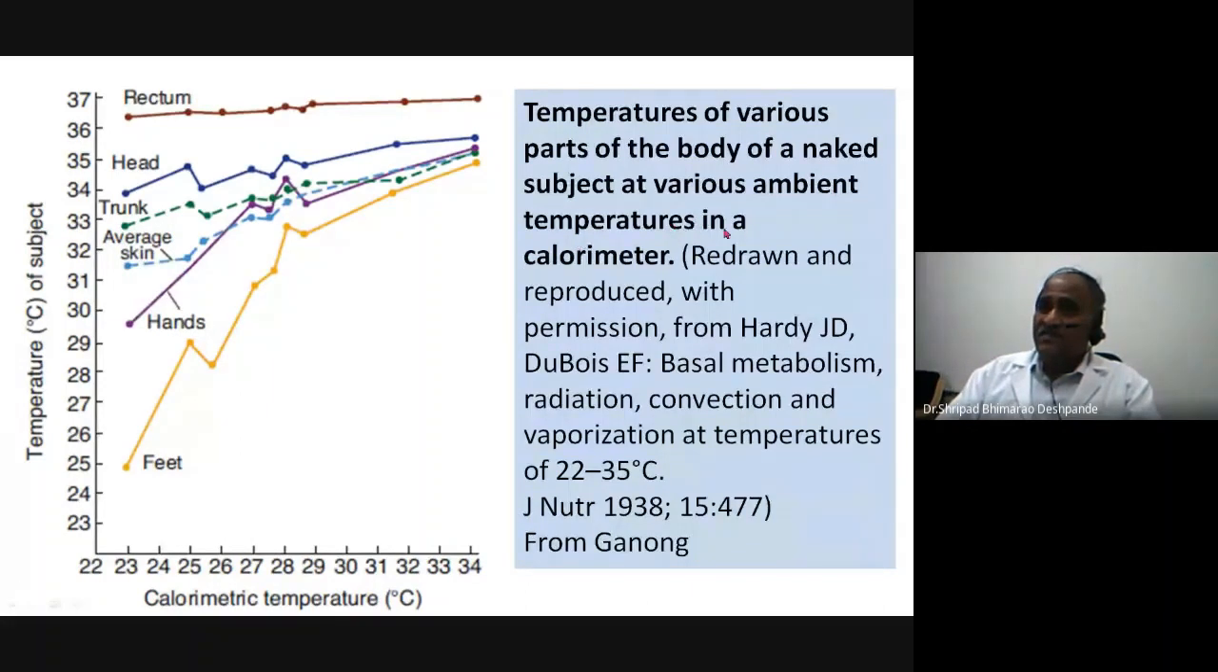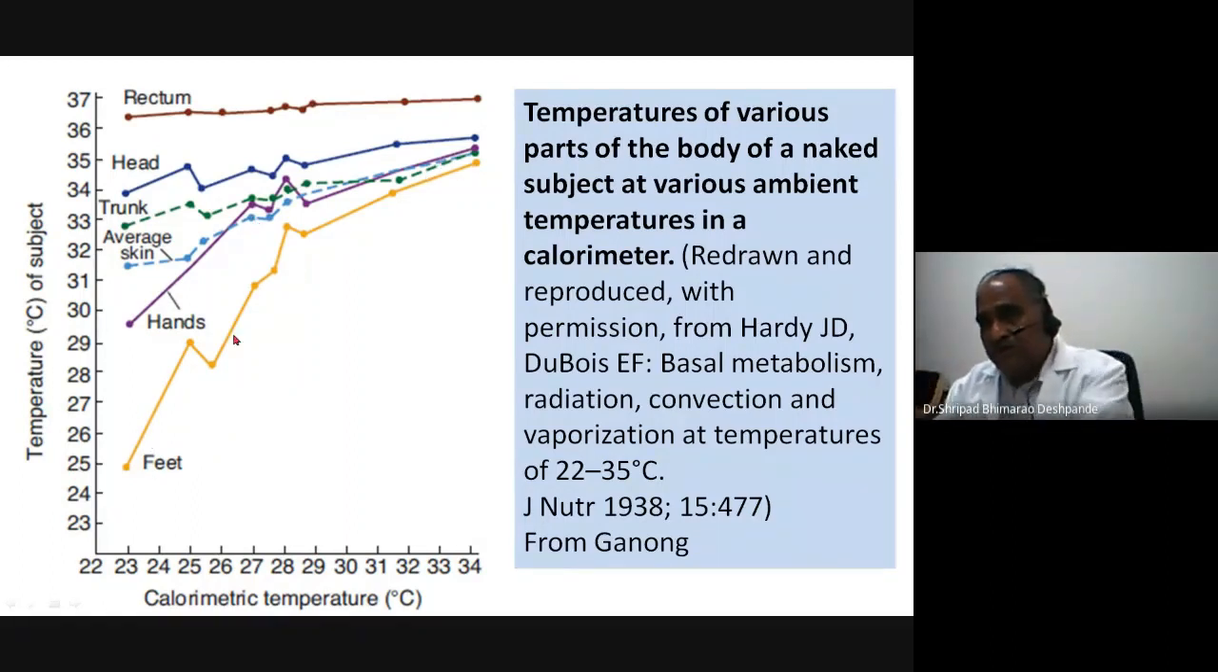As it is subjected to various ambient temperatures in a calorimeter, it is measured with some other instrument. Now in the case of the trunk, the temperature is still lower, maybe 33. Then skin temperature is 32 degrees. The hands, that is the extremities, are somewhere between 29 and 30. And the feet are much lower, maybe 25 degrees Celsius. But of course, these are measurements. You don't worry about this component.